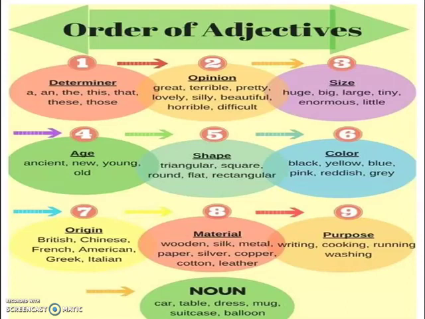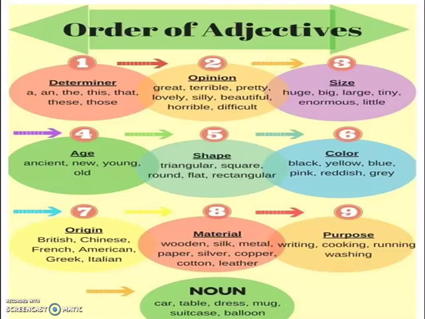Number 5, the shape. A shape adjective describes the shape of something. For example, triangular, circle, square, round, etc. Number 6, the color. A color adjective, of course, describes the color of something. For example, black, yellow, blue.